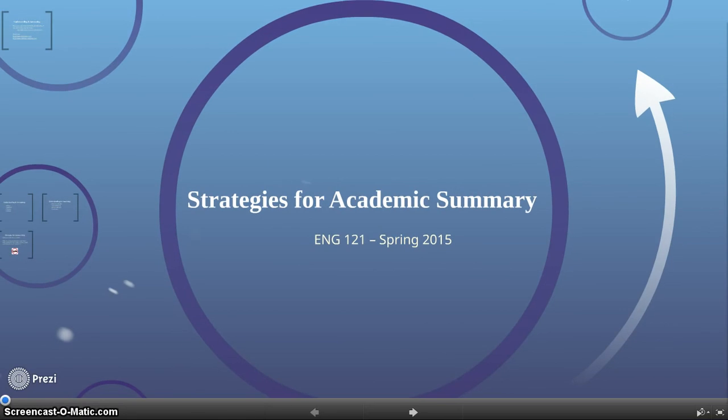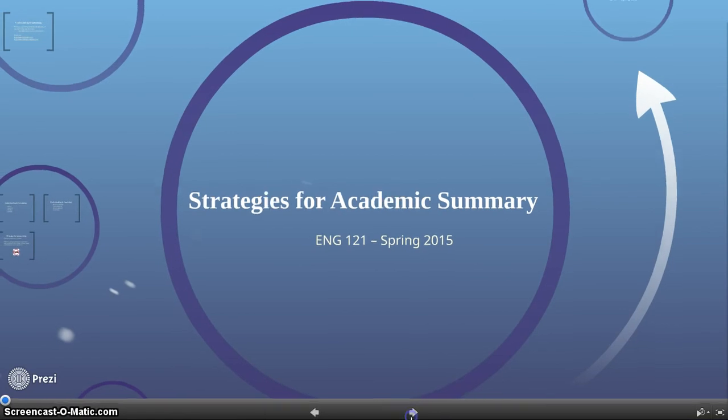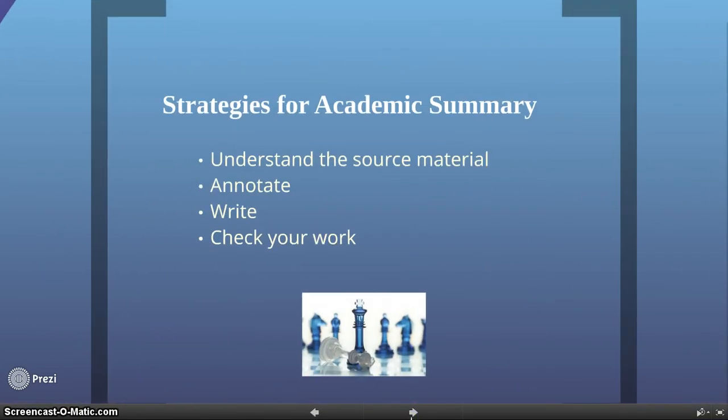So let's go ahead and go to the first strategy. Okay, so strategies for academic summary. The first, of course, is to understand the source material, then to annotate, to write, to check your work.